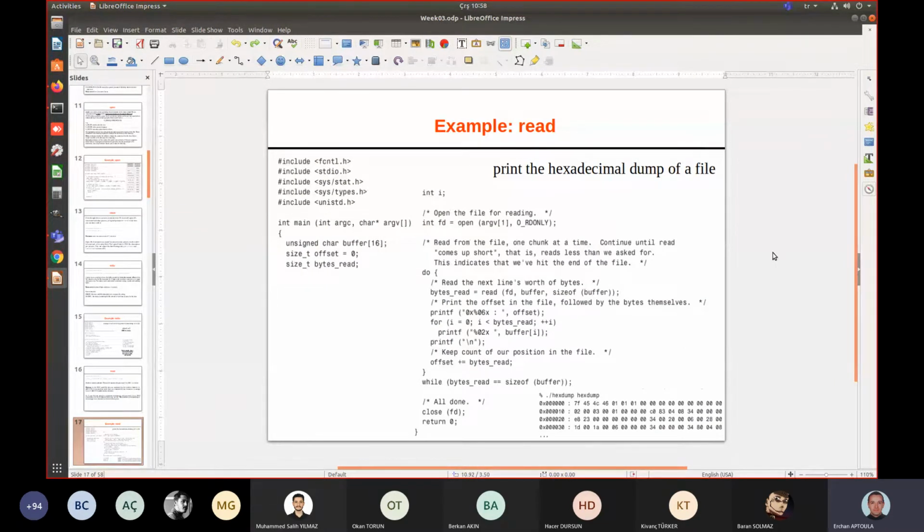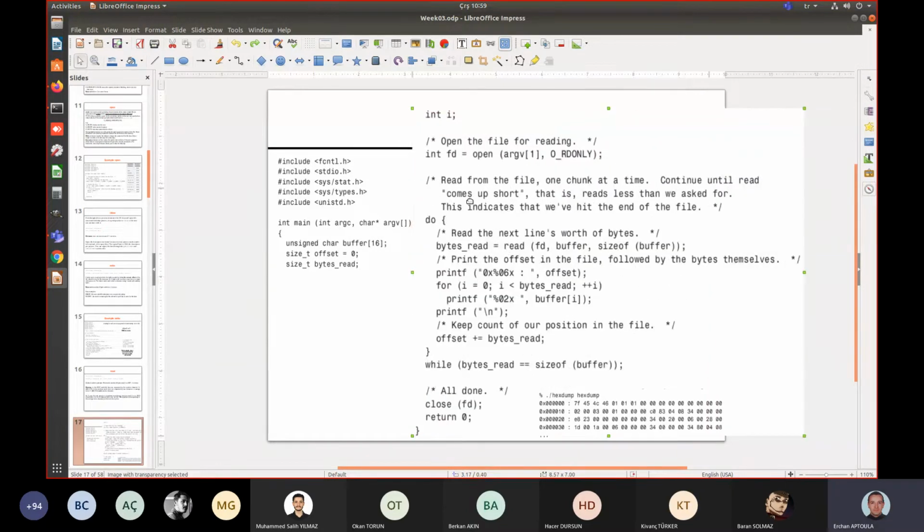Example for the read system call. What do we do here? We receive a command line argument representing the path name of the file to read from, and we dump its contents in hexadecimal format to the command line. So how does it work? Let's see. We have the main function. We have an unsigned character buffer of 16 characters. We have the offset and a variable to hold the number of bytes that have been read. Okay, that's nice. So we open the file in read-only mode.